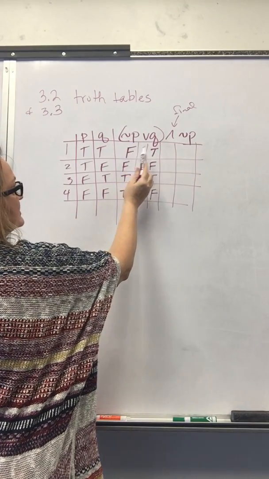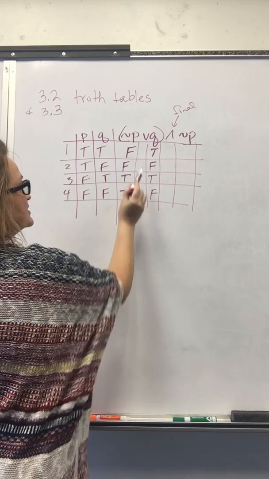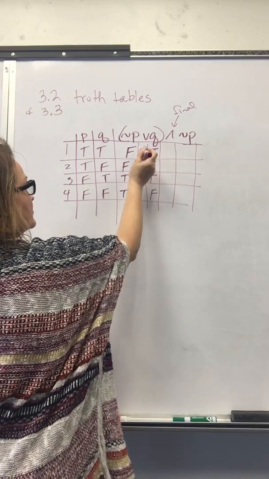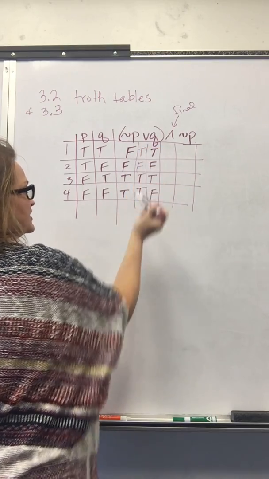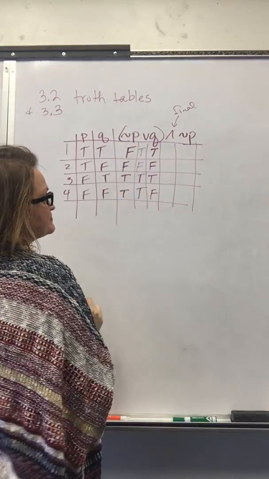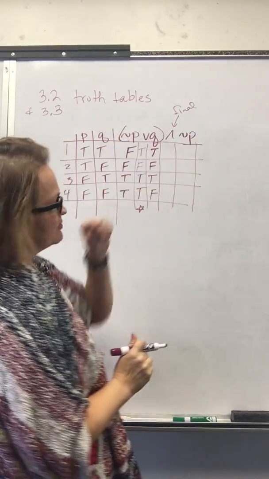OR says that it's the most forgiving: as long as there's 1 T in it, then it's true. So the false is the only time that one's false. All the others we have 1 T involved, so that's true. So this is the answer to that parenthesis. Maybe star it to remember. This is your column that answers that parenthesis.